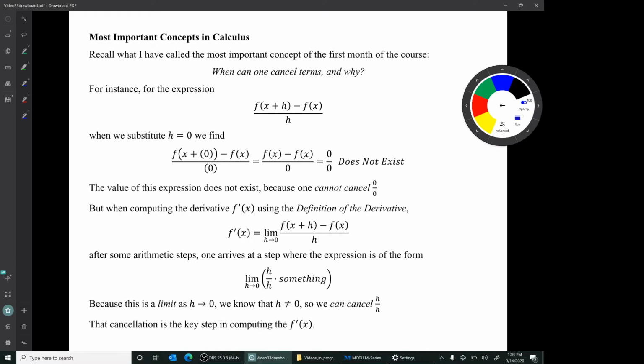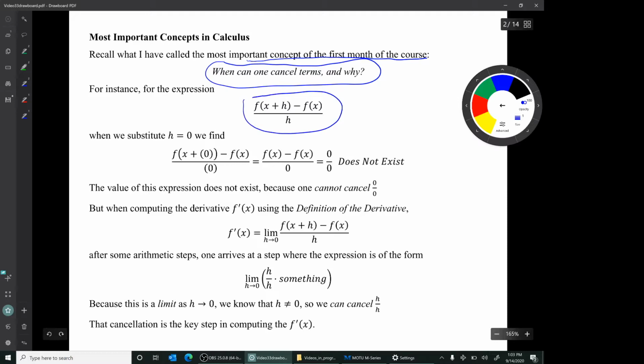Before starting the examples for this video, I want to talk a bit about what I've been referring to as the most important concept for the first month of the course. This concept: when one can cancel and why. This has come up, for instance, in expressions like this. If I substitute h equals 0 into that difference quotient, we get the quantity 0 over 0, which is not a real number. It does not exist. So we can't cancel 0 over 0.